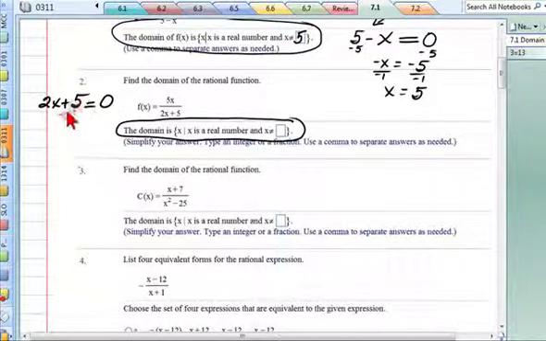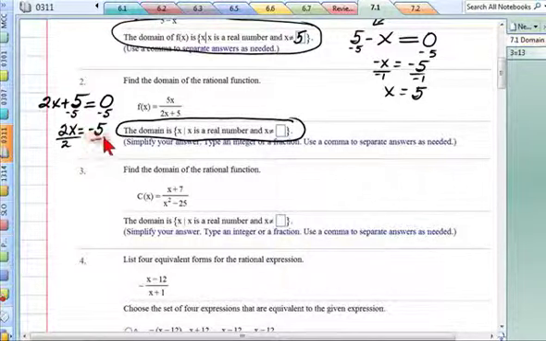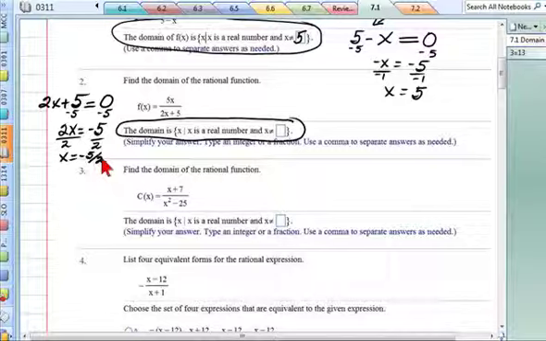That's a linear equation. Let's subtract 5. 2x is equal to negative 5. Divide by 2. X is equal to, let's leave it an improper fraction, negative 5 over 2. What did you just find? The number that makes the denominator equal to 0.